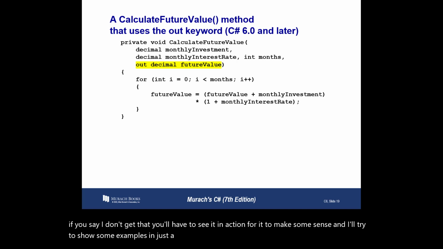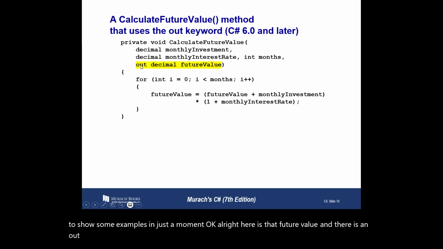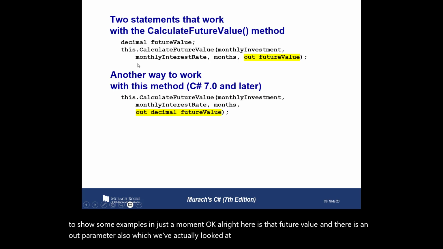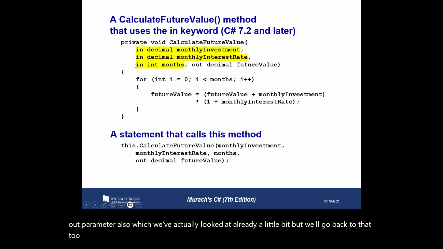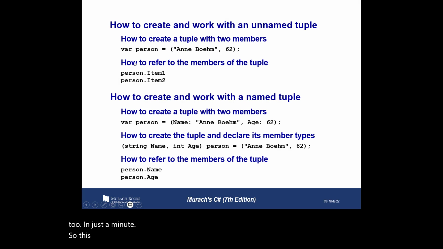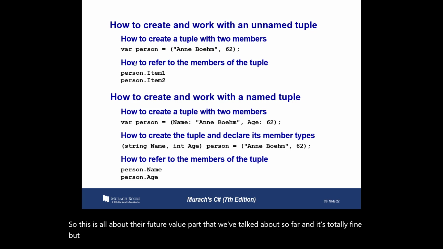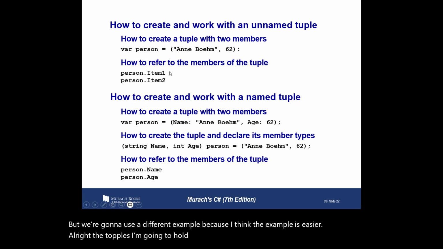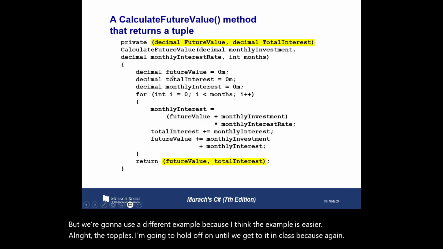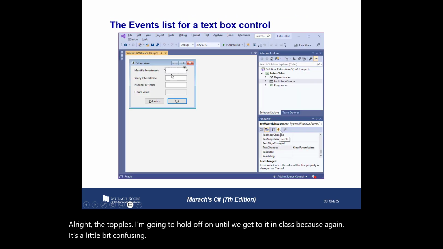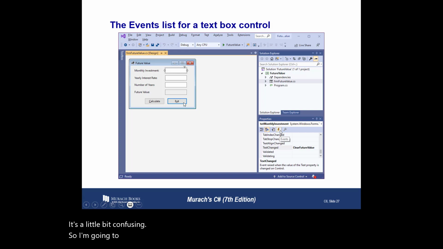Okay? All right, here's that future value. And there's an out parameter also, which we've actually looked at already a little bit. But we'll go back to that too in just a minute. So this is all about their future value part that we've talked about so far. And it's totally fine, but we're going to use a different example because I think the example is easier. All right. The tuples I'm going to hold off on until we get to it in class because, again, it's a little bit confusing. So that gets us all the way to here.